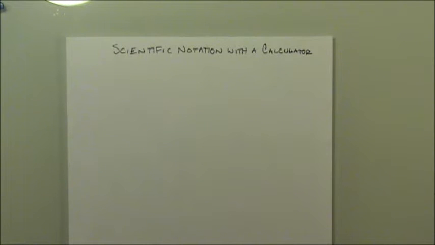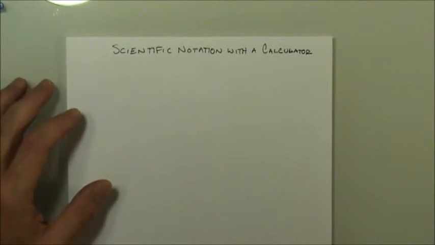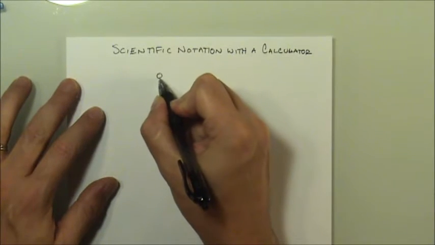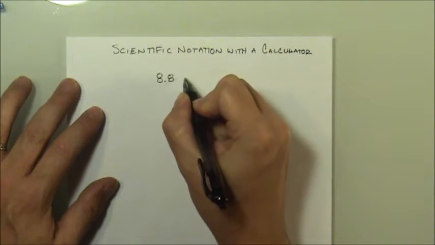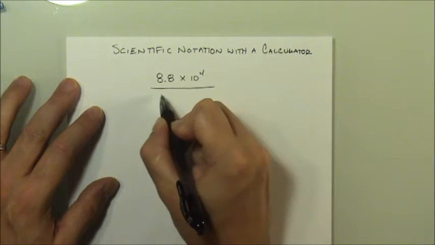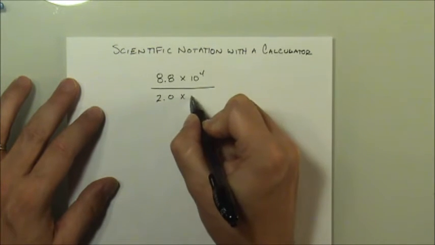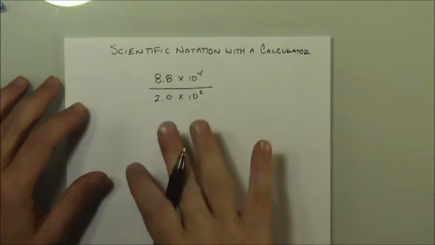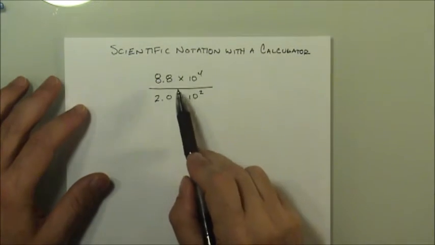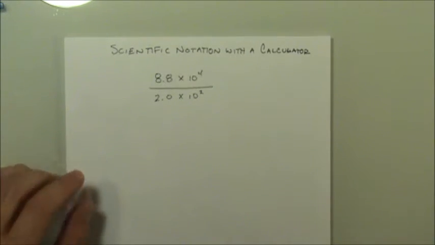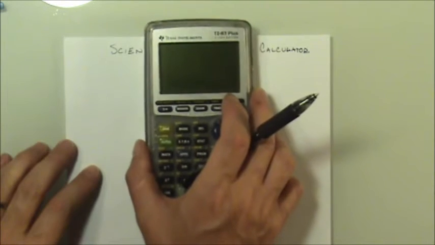And while everything will be correct, when you go to the calculator, you won't end up with the correct answer, even with all of the work correct. So just to give you an example where you would run into problems, let's take a look at this calculation. 8.8 times 10 to the fourth divided by 2.0 times 10 to the second. Okay, so I'm going to move this out of the way. 8.8 times 10 to the fourth divided by the quantity 2.0 times 10 to the second. So we'll bring the calculator back in.